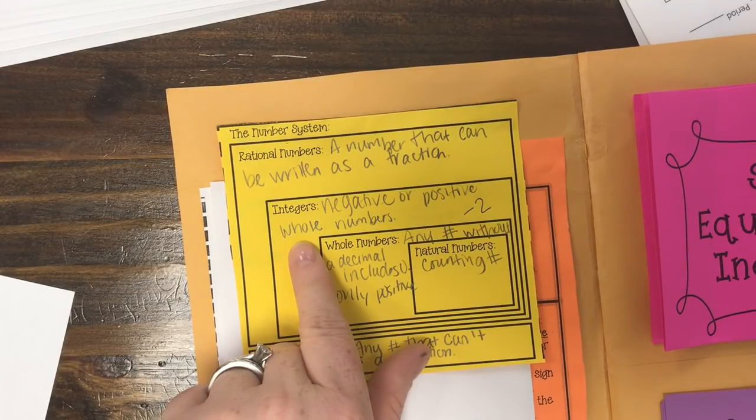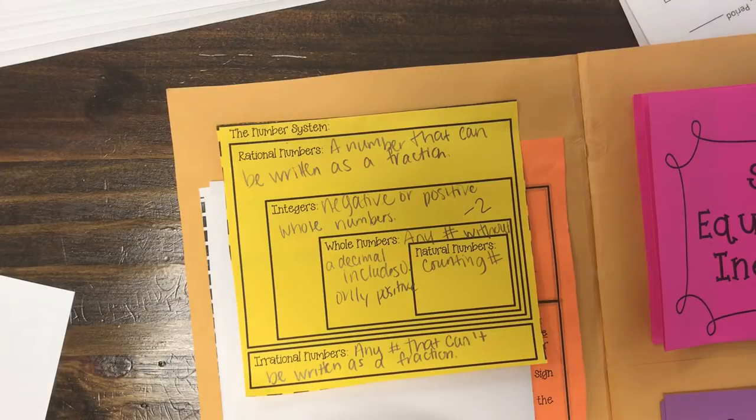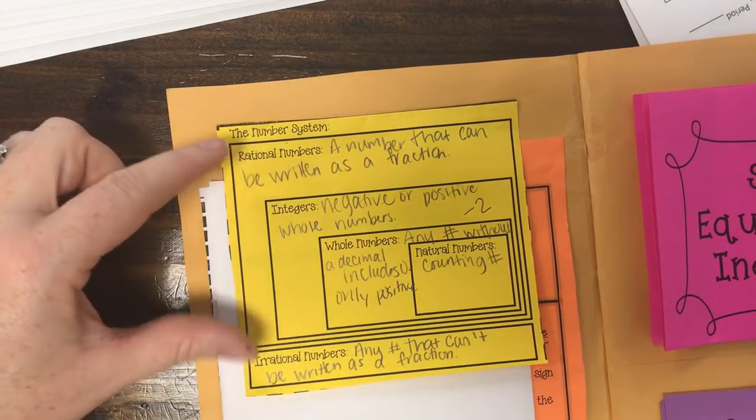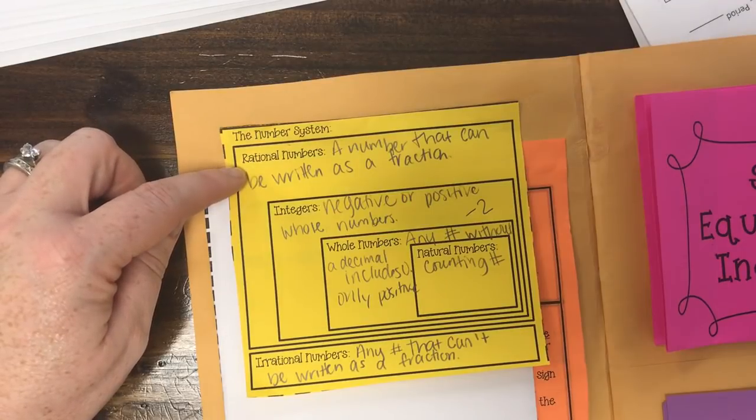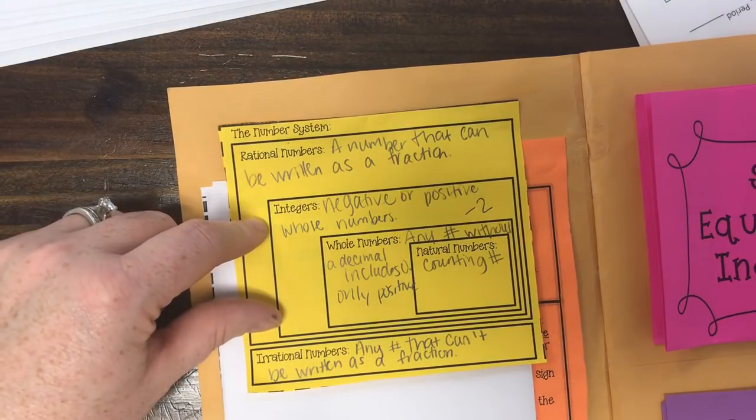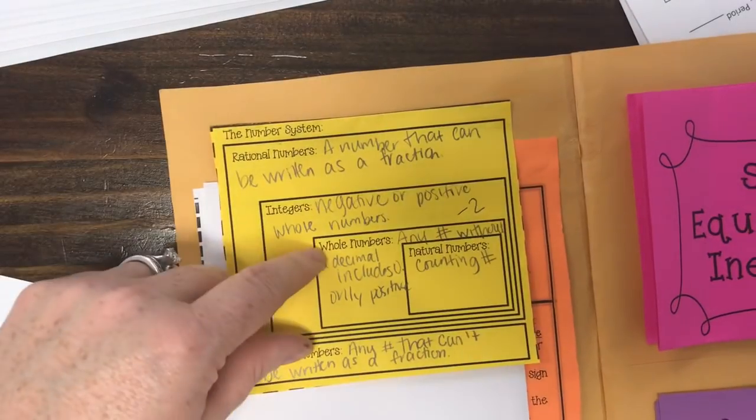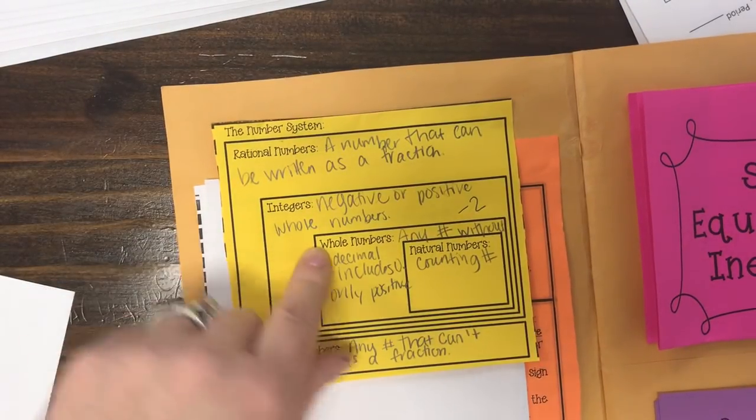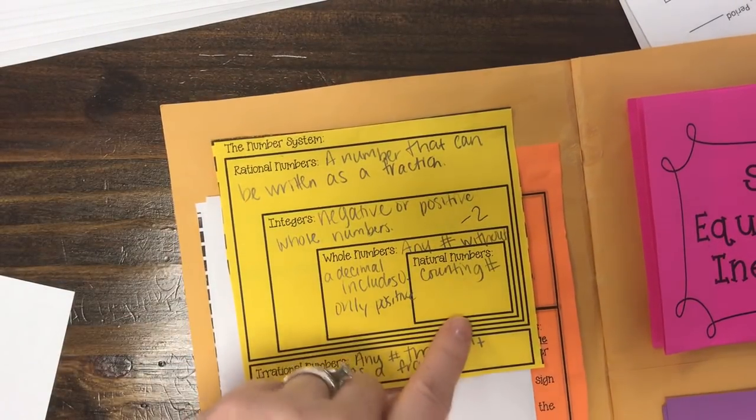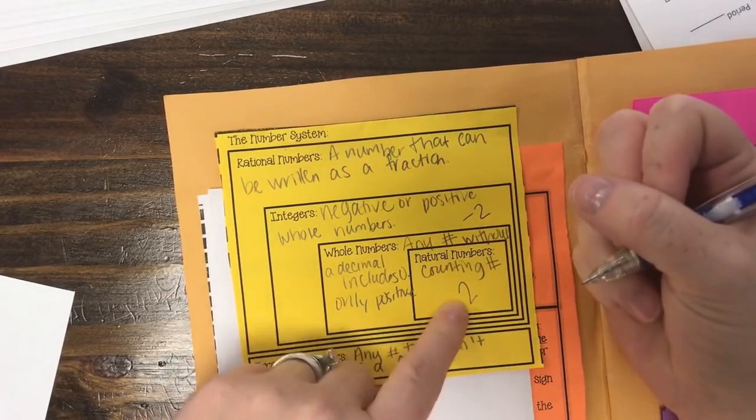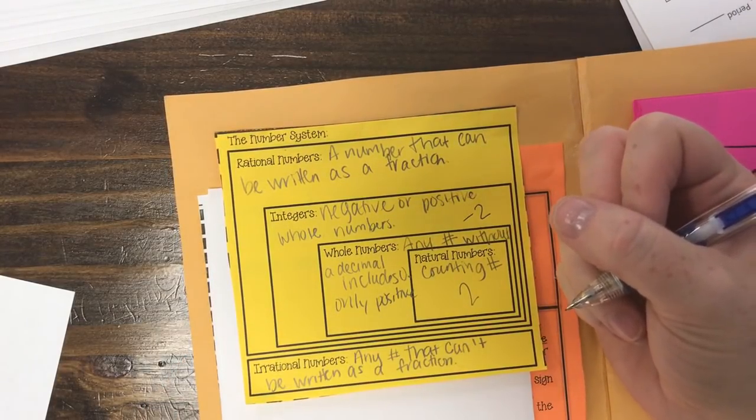And then let me throw out another one. How about +2? Okay, so is it rational or irrational? Well, it's rational because it can be written as a fraction. Is it a negative or positive whole number? Yes. Is it a whole number? Yes. Is it a natural number? Yes. So 2 would go all the way to the inside of these categories, okay?